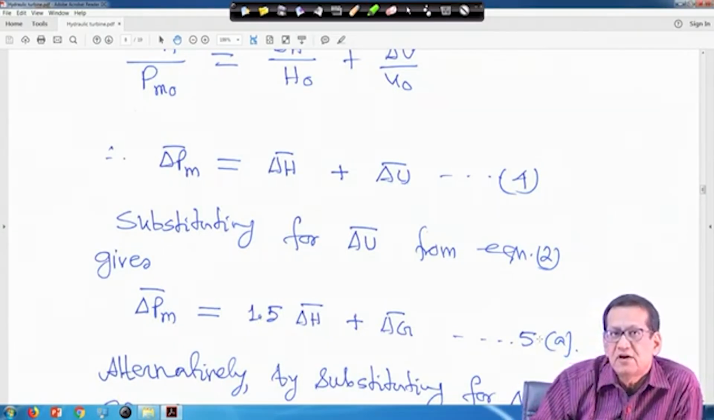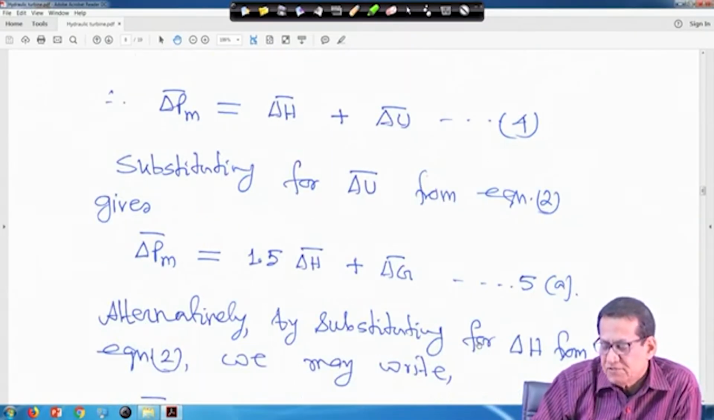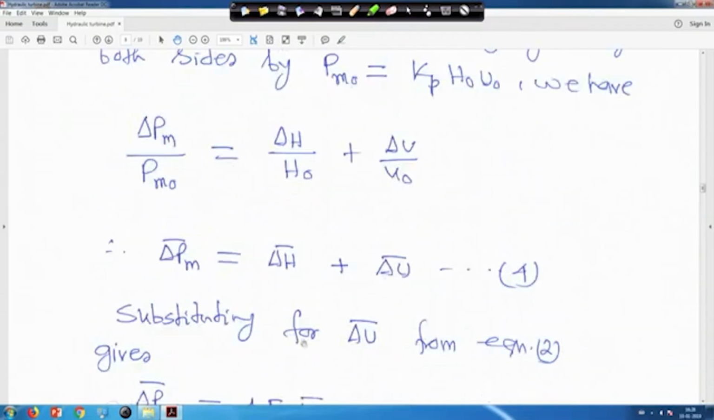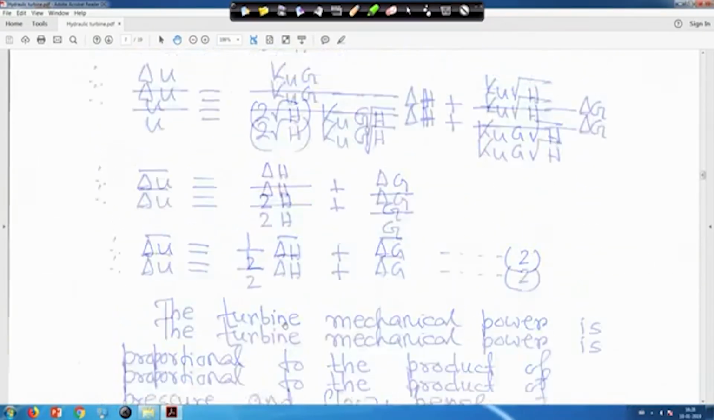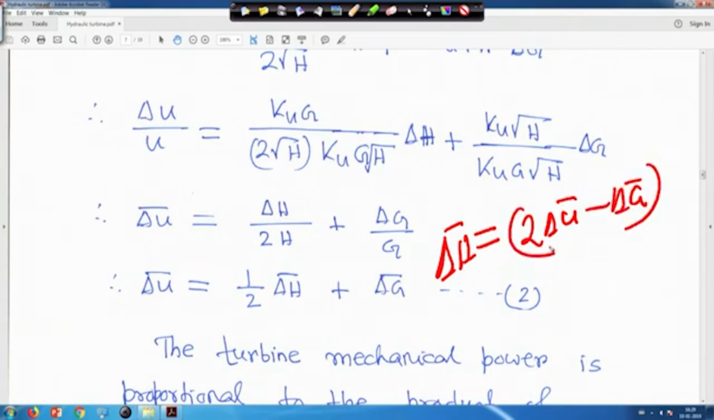So, this is equation 5a. Alternatively, by substituting for delta H from equation 2, you substitute that delta H bar is equal to 2 delta U bar minus delta G bar. This one you substitute in equation 4.